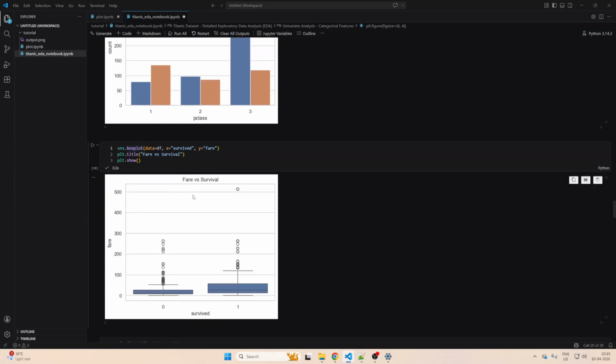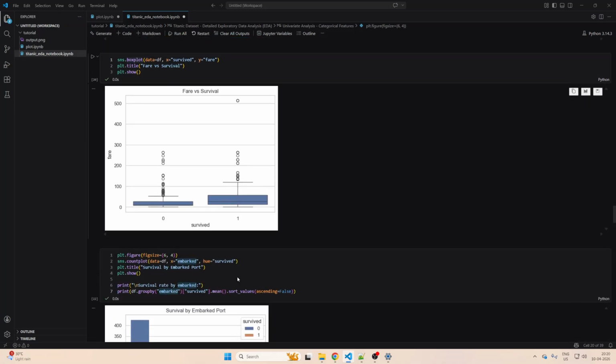Now let's compare fare with survival. Like we have seen before, among the people with lower fare, more people have passed away. So that's why here the median value comes closer to 0, and whoever has survived, the median is a bit higher. If they had paid more, they would have had a better chance of survival.